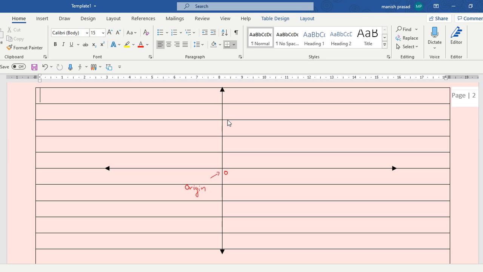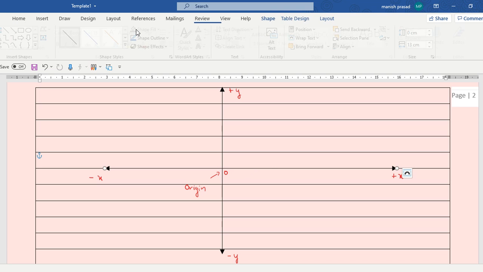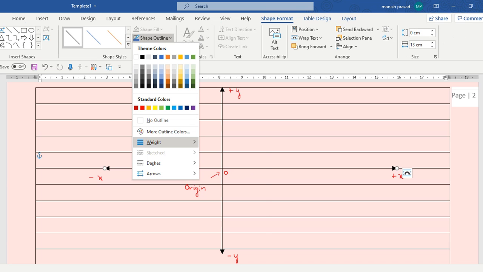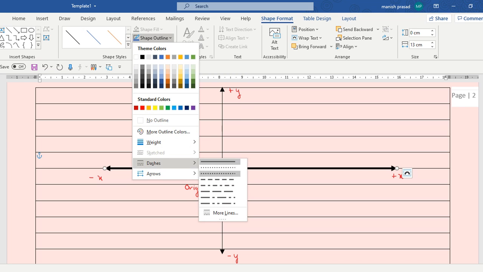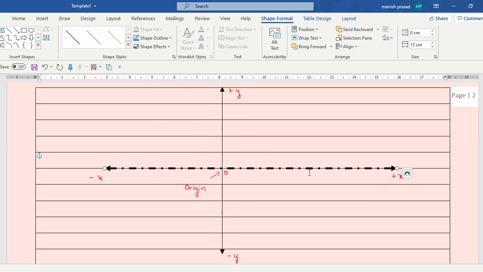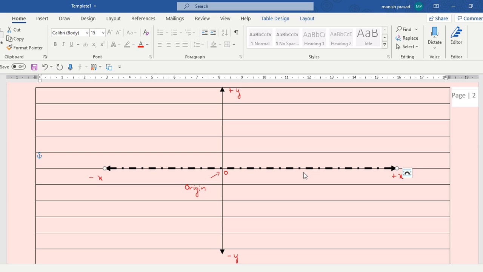The right-hand side of the horizontal line is known as positive x, and the left-hand side is known as negative x. When we go upper, it is the positive y, and this here is the negative y. Okay, so let's put the dotted line so that it becomes easily understandable for us what we are doing. Shape outline, let me increase the width a little bit so that we can see it clearly.